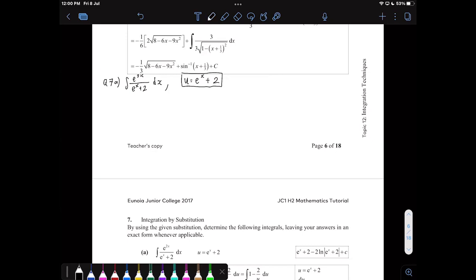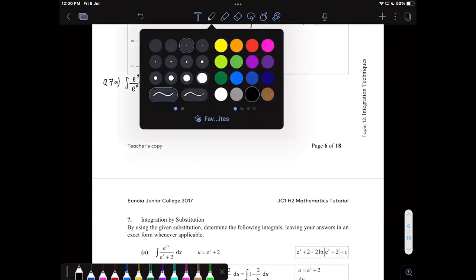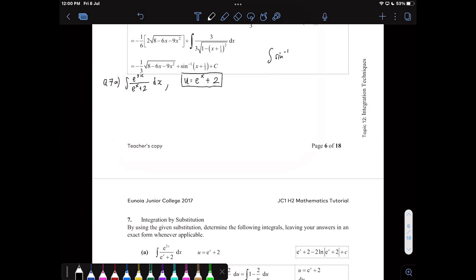U equals e power x plus 2. Well, but sometimes they will ask you to integrate something like sine inverse of x. Then that's when you need to use part E. I haven't talked about it. You must have an invisible 1 times, and then you need to use something known as IBP, integration by parts. Yes, I'll talk about it later.